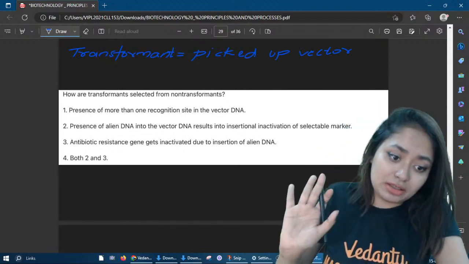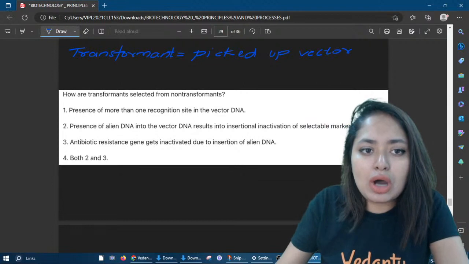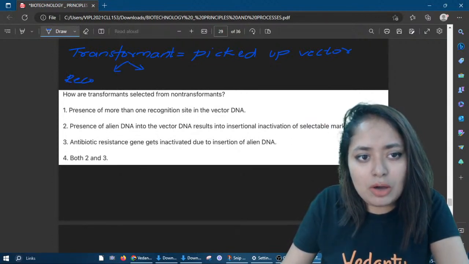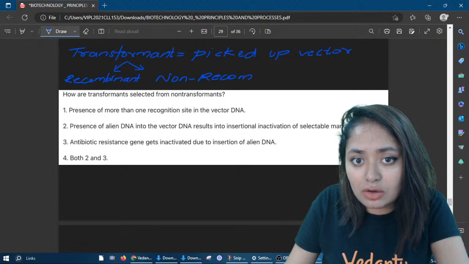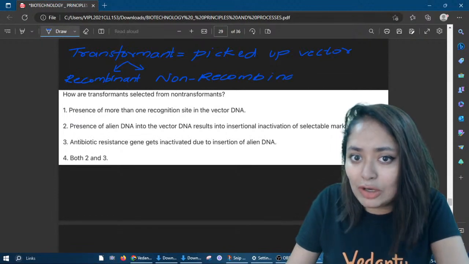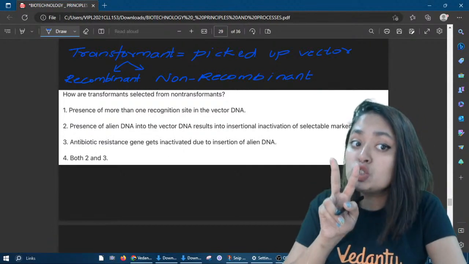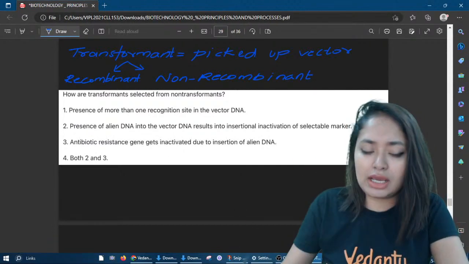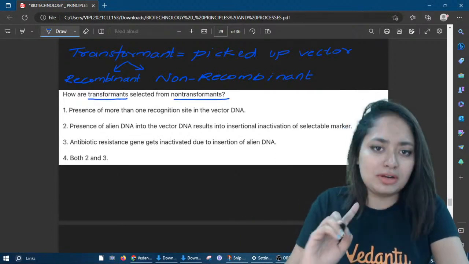It has picked up the vector. Did it become recombinant? We don't know. So, under transformant, there are two subtitles. One, recombinant. And second, non-recombinant. Do we care about recombinant and non-recombinant right now? We don't care about it. I am just telling you, under transformant, there are two choices. So, usko side mein rakh dete hai filhal. Usko nahi dekhna hai. Humse pucha hai, how are transformants selected from non-transformants?